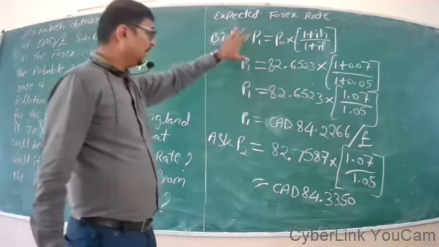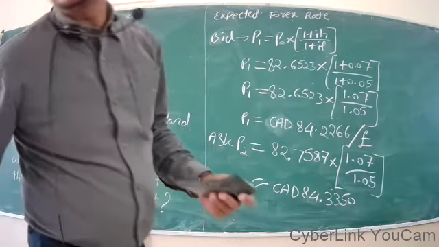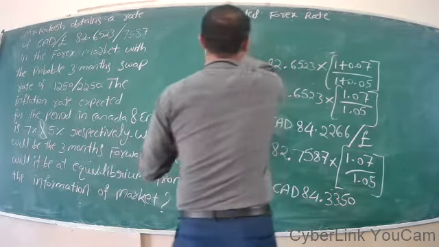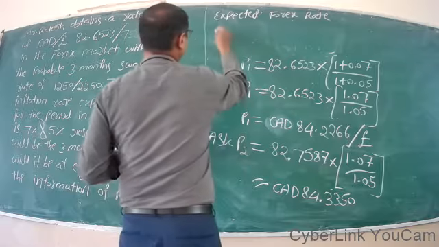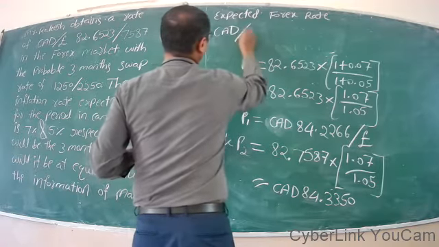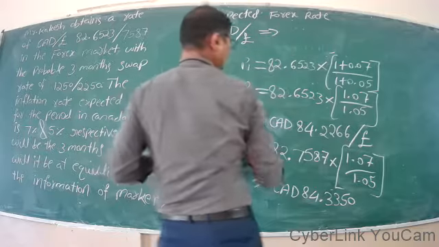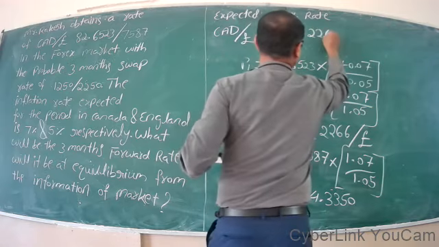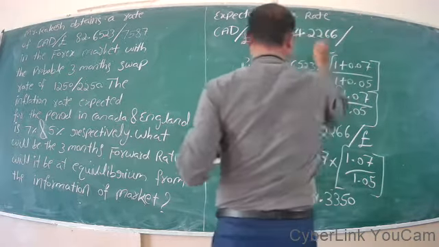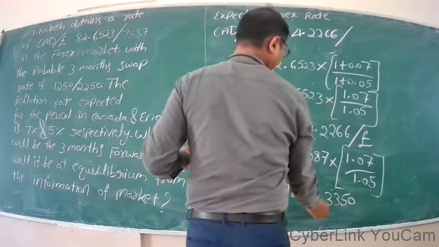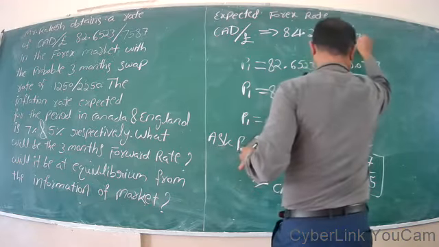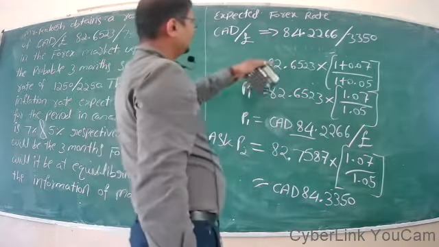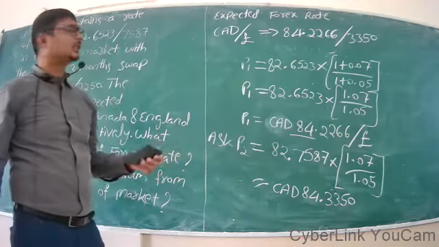So now the bid price is, we need to note down this expected forex rate we calculated as Canadian dollar per sterling pound. 84.2266 is the bid price and the ask price is 84.3350. That is the answer we obtained with the help of the relative version of purchasing power parity theory.